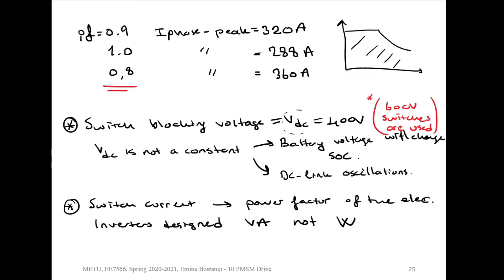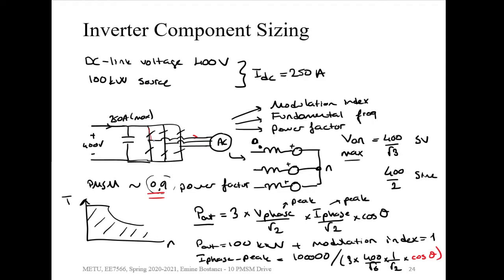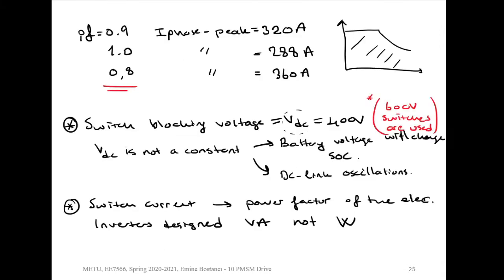So the next design thing: first we need to design these switches. And we already talked about the switching frequency. Maybe it is good to repeat it here. We learned that the switching frequency has to be at least 10 times the F fundamental maximum. So the higher, the better actually. This F fundamental maximum corresponds to the fundamental frequency at maximum speed.